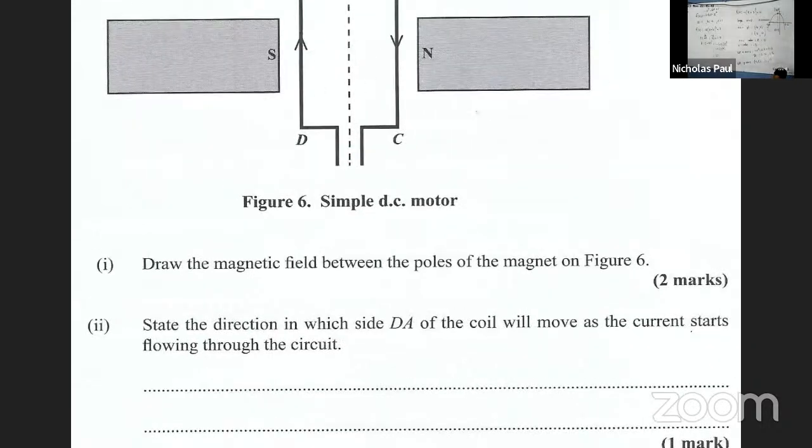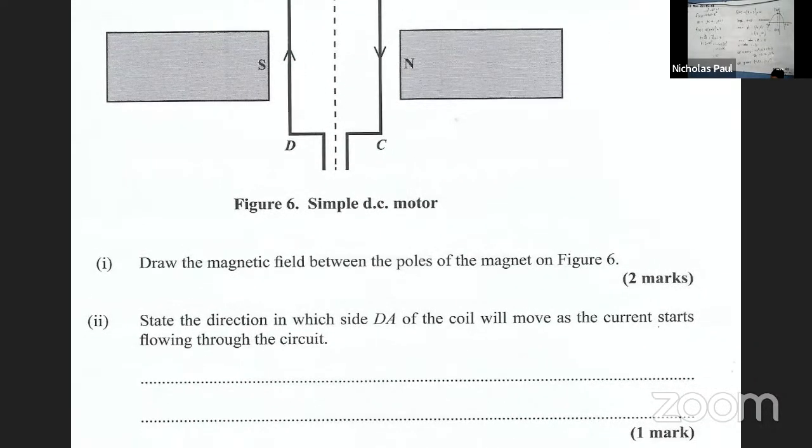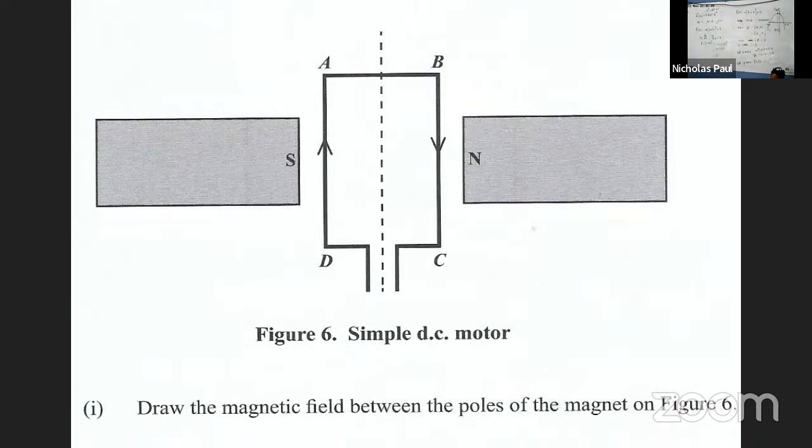State the direction in which side DA of the coil will move when a current starts. What's the law we're using? Fleming's left-hand rule, right? Fleming's left-hand rule. So use it there fast. The absolute direction that DA will move. What direction will DA move? Say using Fleming's left-hand rule, right? Try it quick.